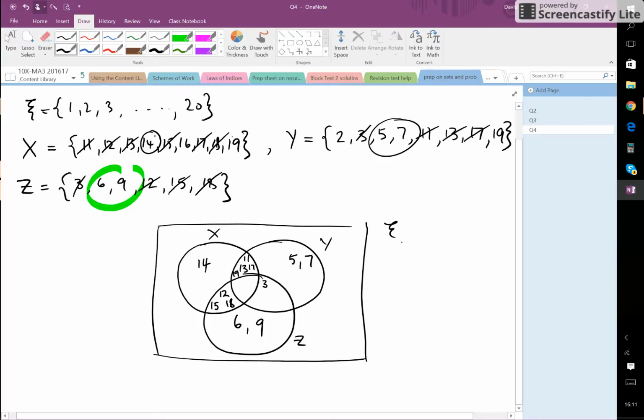Now, is there anything... Well, we've done 14, we've done 5 and 7, we've done 6 and 9. Is there anything that's not been dealt with anywhere at all? This 16 here hasn't been dealt with. And this 2 hasn't been dealt with. So they need to go onto the diagram. 16 and 2. They're not in any of the... Oh, sorry, 16 is in the X, of course. 16 is there. And 2 is in the Y, so 2 goes there. Hopefully that's everything now. Let's just check.